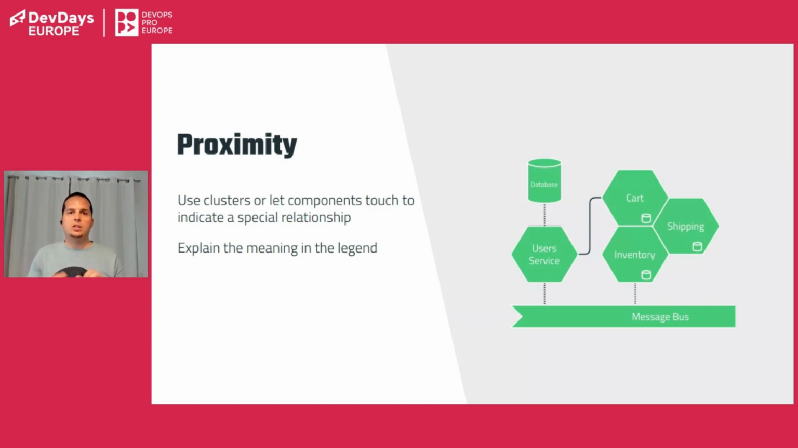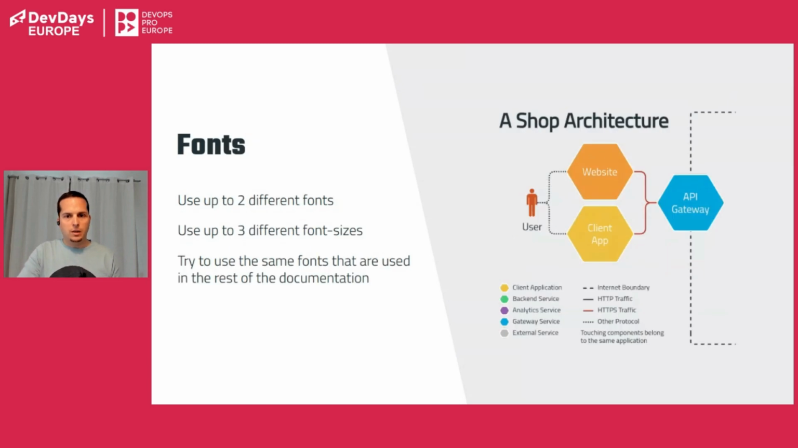Like I said before in the introduction, when I explained the shop architecture to you, there is an old monolithic application, and I like to use these clusters of touching hexagons to indicate that this component consists of multiple modules, but everything is deployed in a single artifact, like in this case, an old monolithic application. But you need to explain that in the legend as well. Don't use more than two fonts, and not more than three different font sizes, and try to blend in with the documentation that uses your diagram. Just look up what fonts are used, and then also use them in your diagrams.